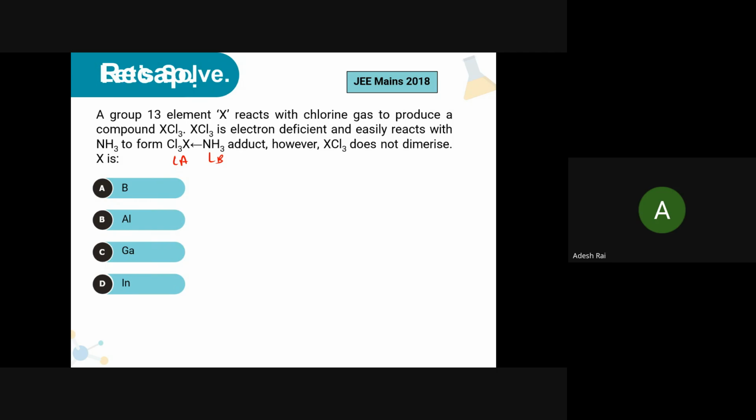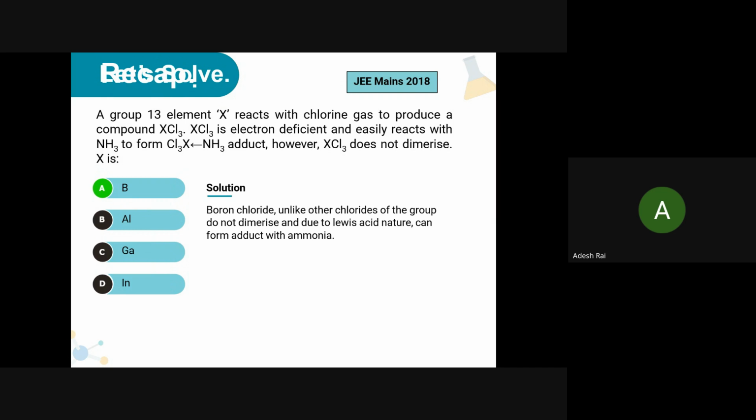This is adduct formation. And where will adduct formation take place? Where the electron deficiency is very high, where dimerization is not taking place. Yes or no? What should be the correct answer? A. Very good. Why? Because boron trichloride can't undergo dimerization like other trichlorides. Is that clear? And as a result, to remove the deficiency, it will accept electrons from a Lewis base, resulting in the formation of an adduct. Sorted? No more explanation needed, right? Can we proceed?